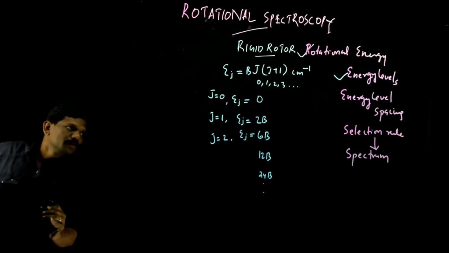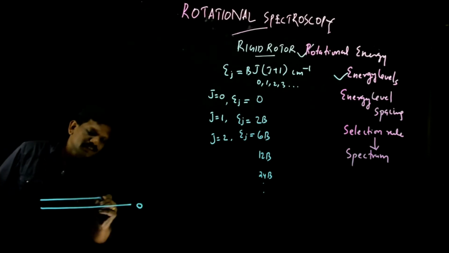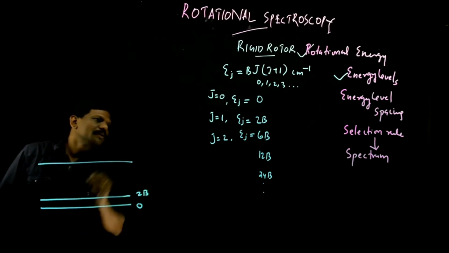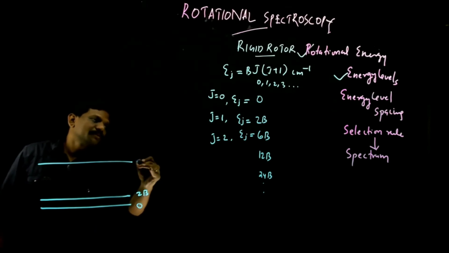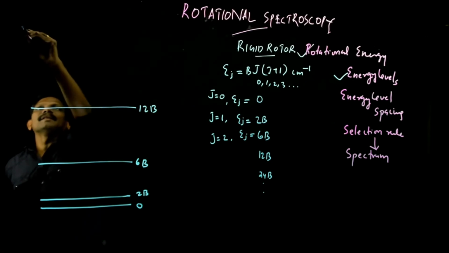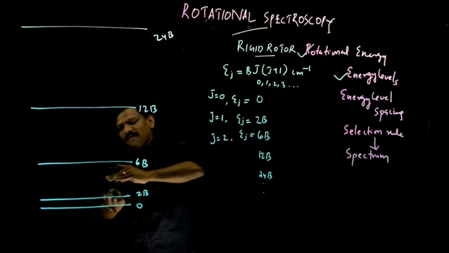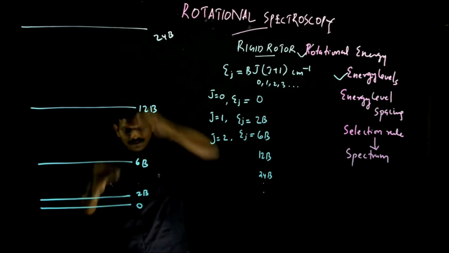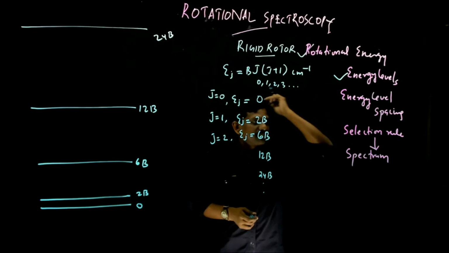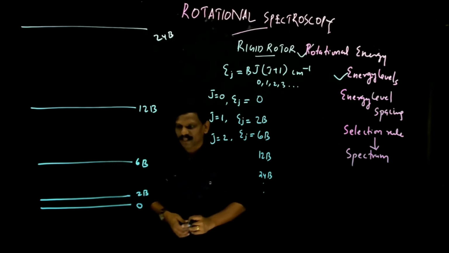The first one, we will draw J is equal to 0, and the next one J is equal to 1, which corresponds to 2B. The next is J is equal to 2, that level is 6B, and the next one is 12B and then 24B, like that it will go. You can see that when the energy increases, the energy level spacing increases. So now our platform is ready. That is the energy levels, and the energy level spacing we also explained.